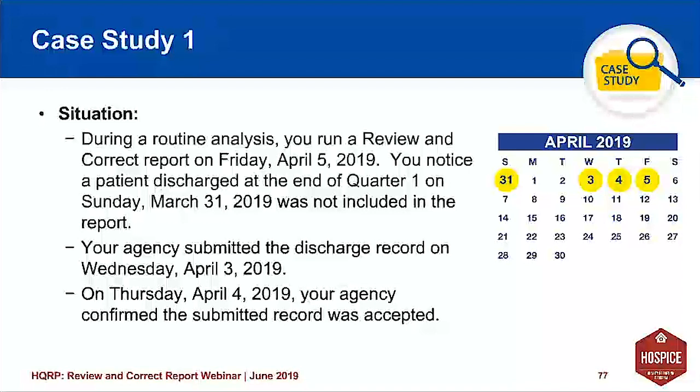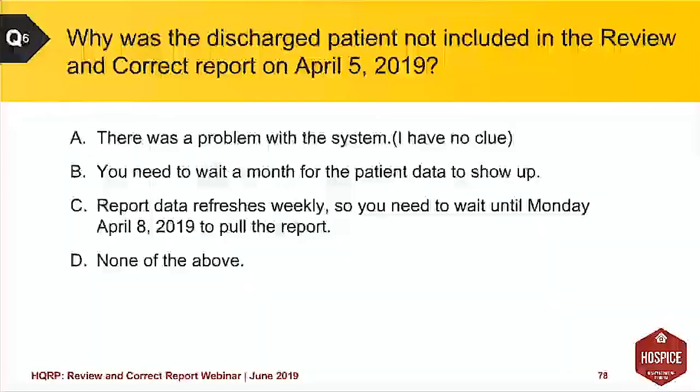So during a routine analysis, you run the Review and Correct report on Friday, April 5th in 2019, and you notice that a patient discharged at the end of quarter 1 on Sunday, March 31st, wasn't included in the report. Your agency submitted the discharge record on Wednesday, April 3rd, and on Thursday you confirmed that the submitted record was accepted. So here's a question for you. Why was the discharged patient not included in the Review and Correct report on April 5th?